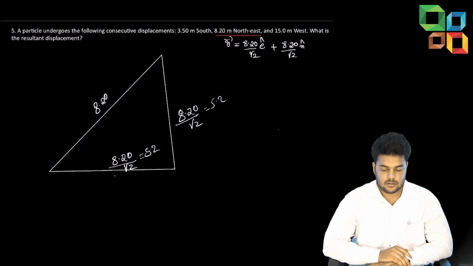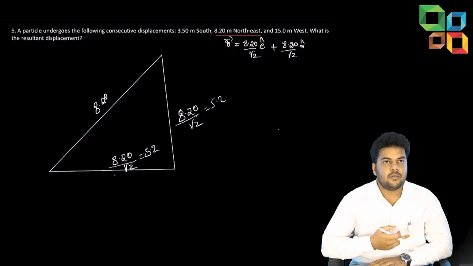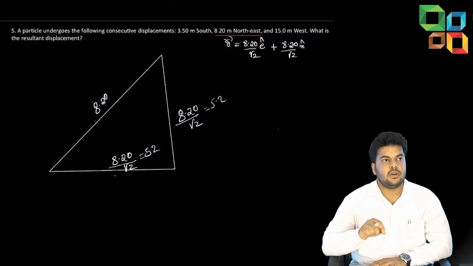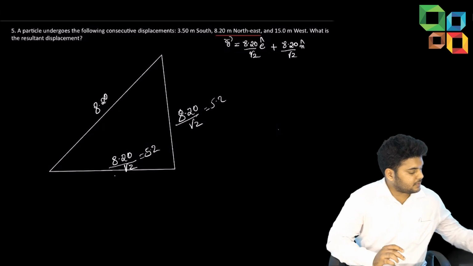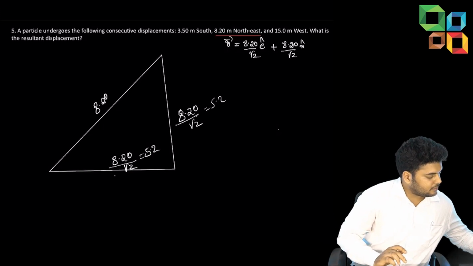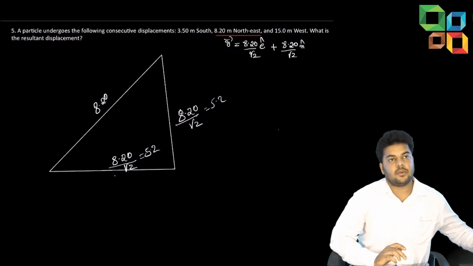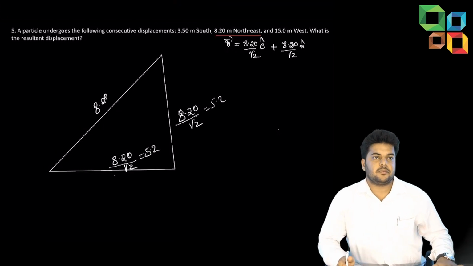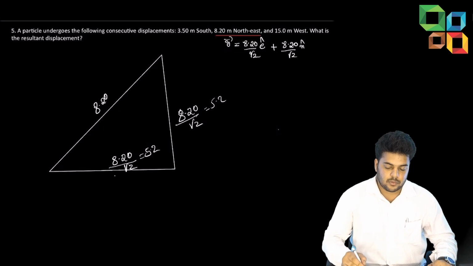How did you get the 5.2? I used the mobile phone over here: 8.20 divided by root 2. Okay, it's not 5.2, it is 5 point something. But it's okay, it doesn't matter. Estimation, okay. It's 5.81, sorry. 5.81 it is. Anyway, let's complete the problem.